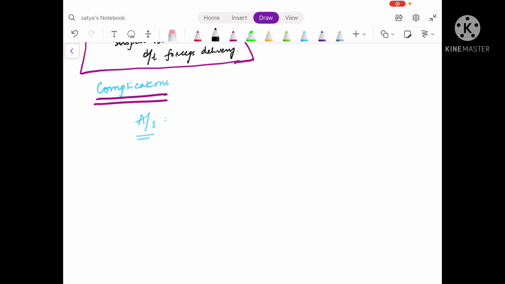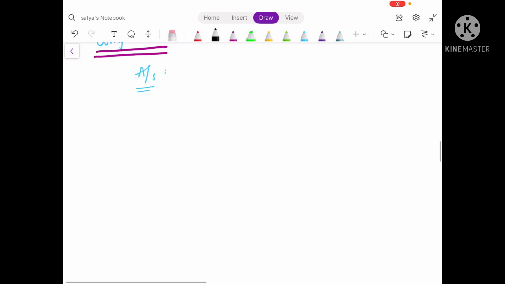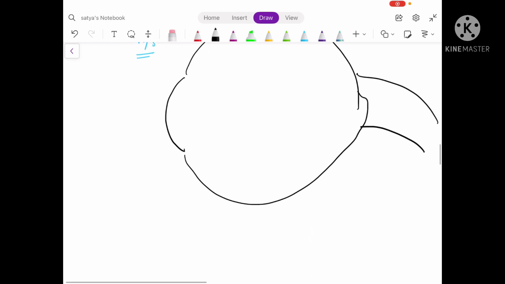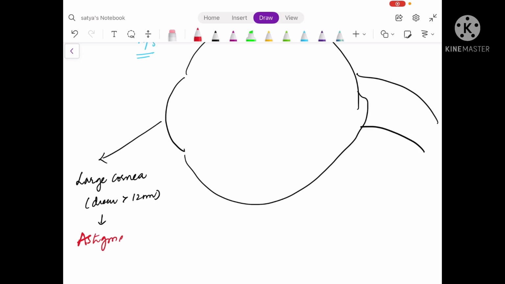Now I will draw a picture of an enlarged eyeball. So this is your enlarged eyeball in a case of congenital glaucoma. Here we will go from anterior to posterior. What complications are expected? I told you the cornea is enlarged or being stretched. A large cornea with a diameter of more than 12 mm is seen. It will further stretch with Haab striae and everything, and it will lead to astigmatism.